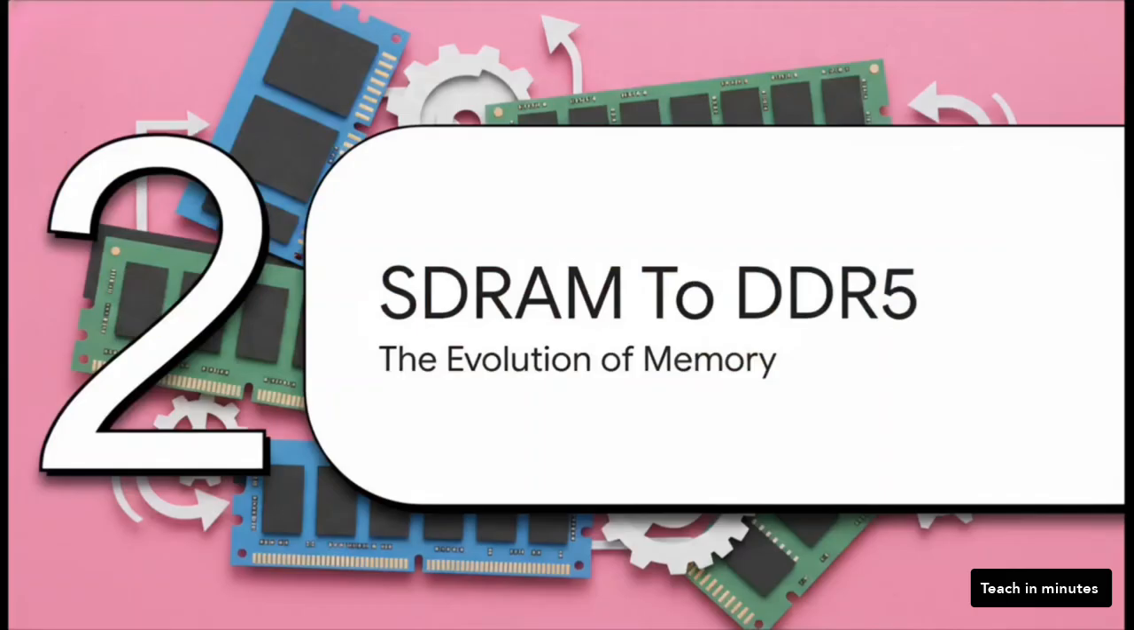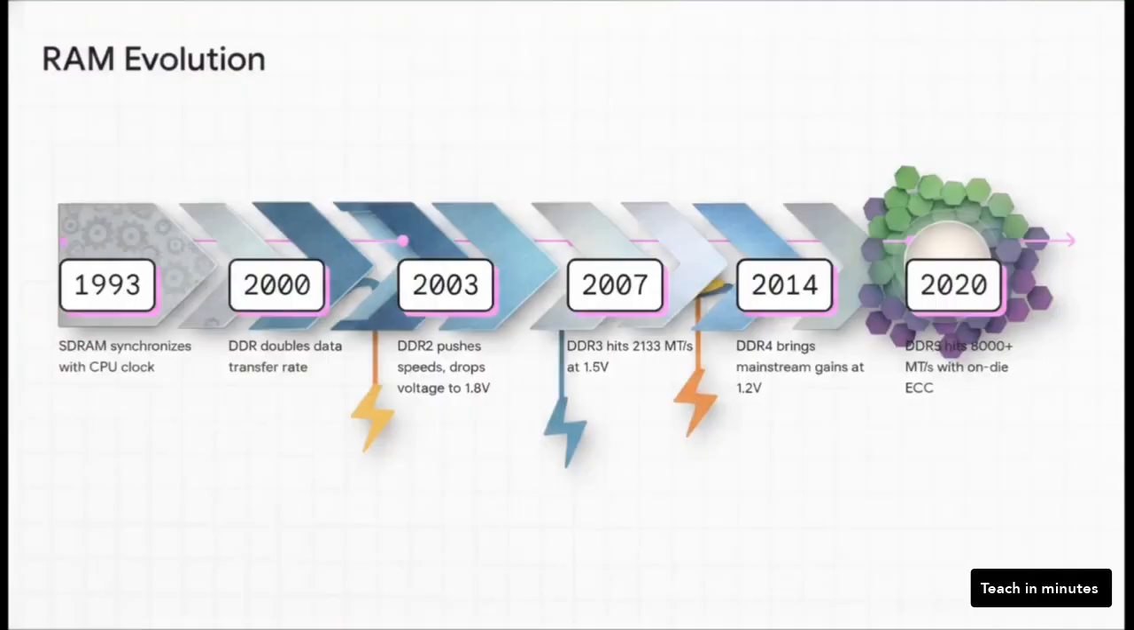Moving on to Section 2, Generations, SDRAM to DDR5. Let's look at the evolution of memory. Memory technology has evolved through some very distinct generations, with each one getting significantly faster and more efficient than the last. Back in 1993, we had SDRAM, which finally synchronized with the CPU clock. Fast forward to 2000, and DDR, or double data rate, hit the scene, literally doubling effective speeds by transferring data twice per clock cycle.